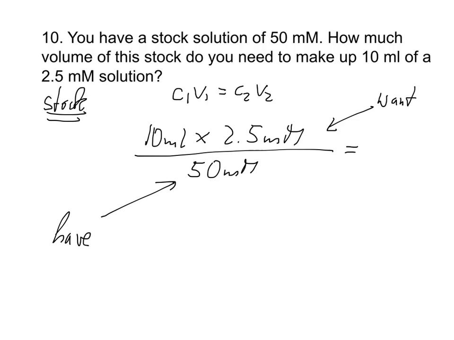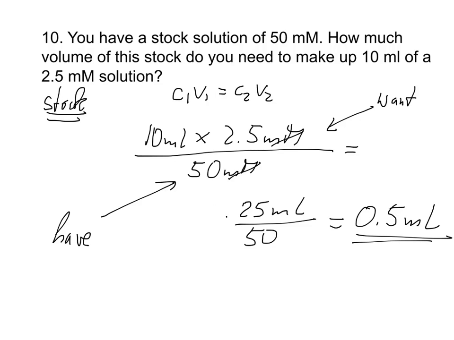And now we already have our equation, because all we have is 10 milliliter times 2.5 millimolar. So that gives us, we see that the millimolar cancels out, so that gives us 25 milliliter divided by 50, and that gives us 0.5 milliliter, and that's the volume of our stock solution that we need to make up these 10 milliliter of a 2.5 millimolar solution.